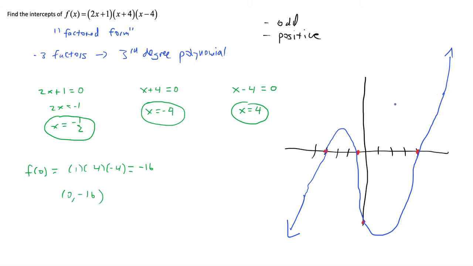Now, once again, this is just a rough sketch. I'm not saying this is the exact sketch. But the key is, you should have the correct end behavior, which means we go down and to the left, and up and to the right. And you should have the correct x-intercepts.